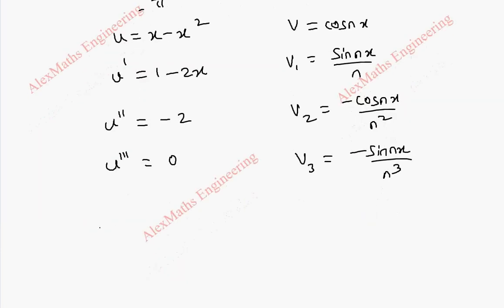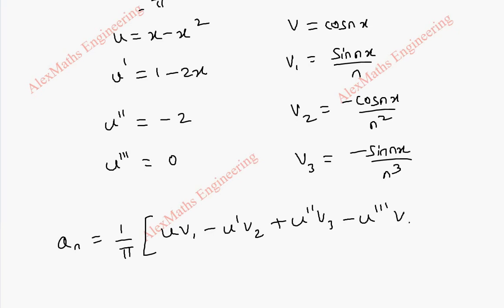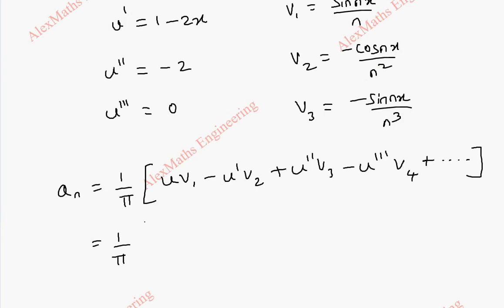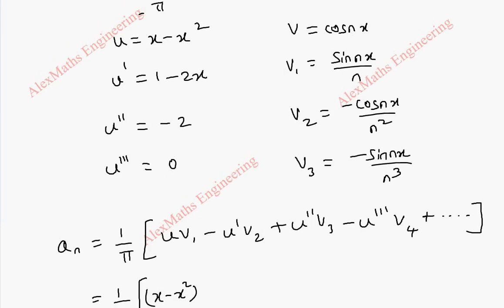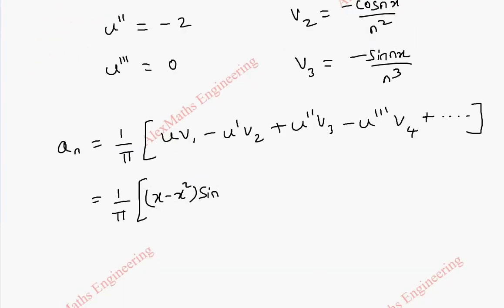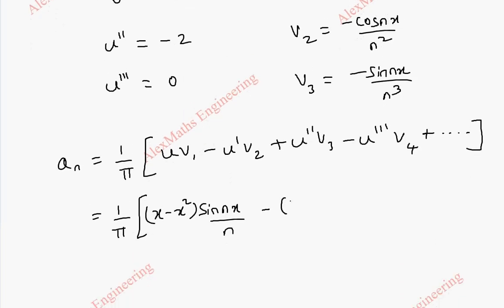Now coming to an, we have 1 by pi outside. We are going to use Bernoulli's formula: u v1 minus u dash v2 plus u double dash v3 minus u triple dash v4 plus dot dot dot. Now we take u v1 here. So 1 by pi, u is x minus x square into v1 is sin nx by n. So here it is sin nx by n minus u dash, which is 1 minus 2x, and v2 is minus cos nx by n square.